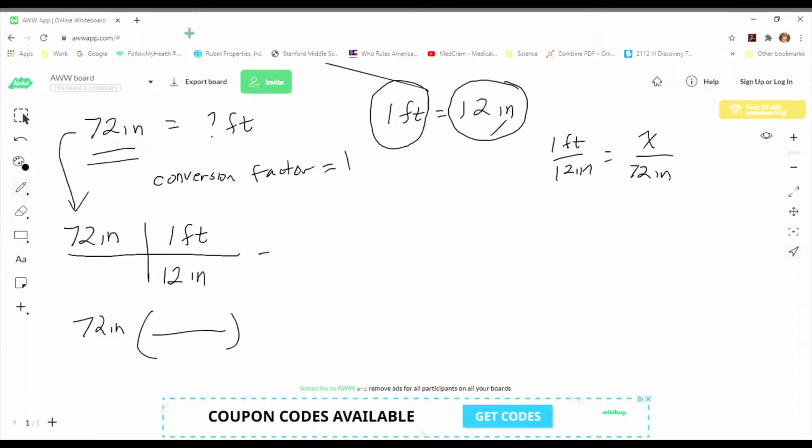Let's do this first with the numbers, because the numbers are easy. We're used to doing the numbers. 72 times 1 is 72. 72 divided by 12, I put in the calculator, it's going to give me 6. So the answer is going to be 6.